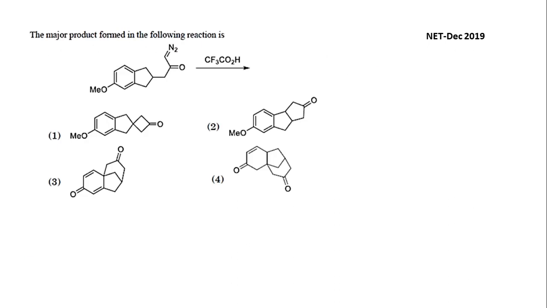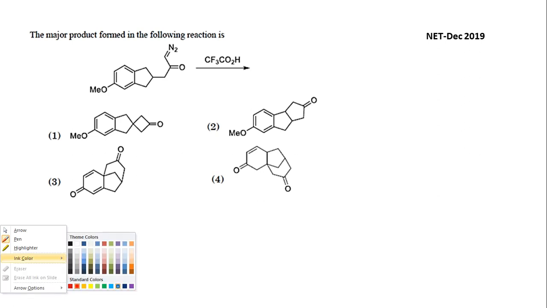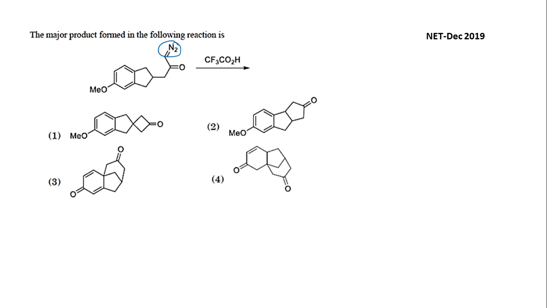Next problem, major product formed. Here we have this diazo compound, and in the presence of CF3CO2H, this portion, that is N2, will be removed and there will be generation of carbene. CH2, C double bond O, and then there is the carbene like this. Now we have an OMe group here, and as this carbene is electron deficient, it is electrophilic, and this part is nucleophilic. So there will be electron donation from this part, and there will be formation of a 6-membered ring.